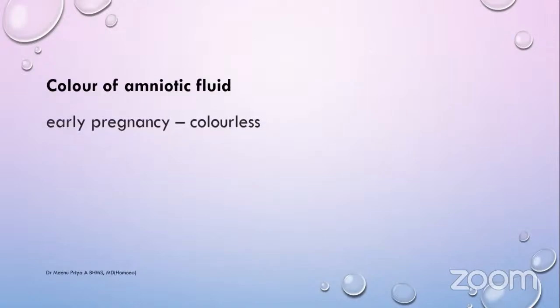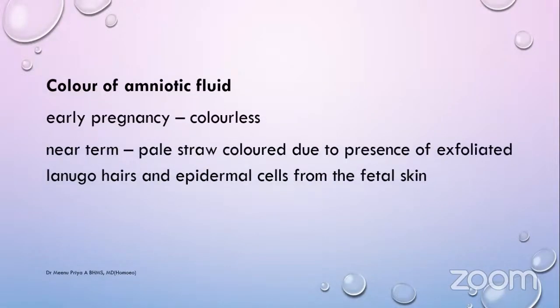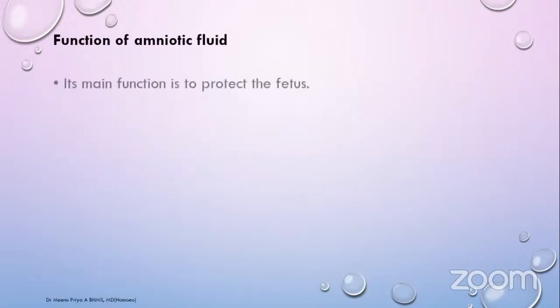Color of amniotic fluid: in early pregnancy it is colorless. Near term it is pale straw colored due to the presence of exfoliated lanugo hair and epidermal cells from the fetal skin.